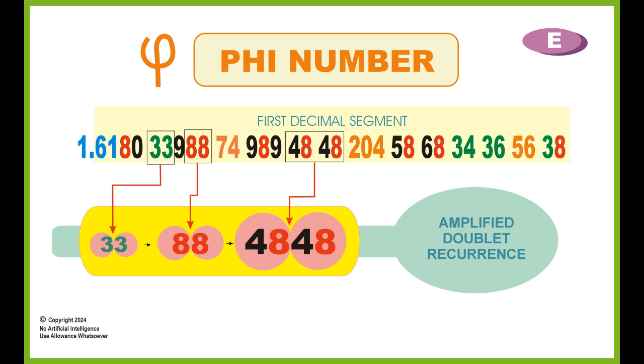So, number 33 is a two-digit state. Number 88 is still a two-digit state, but a larger number. And number 4848, an even much larger number, is a double-digit doublet. Therefore, here we see that recurrence takes an increasingly amplified value, up to the compounded doublet state.